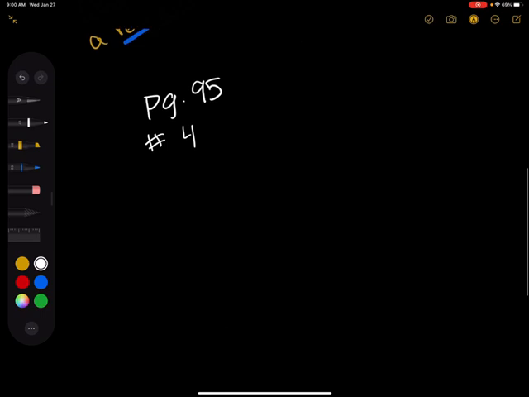So, when you get to page 95, I want you to look at number 4, okay? So it should be 938 divided by 6. Okay, and remember that's how we say it. We say the dividend first. Okay, the large number is our dividend. So 938 divided by our divisor, which is 6.